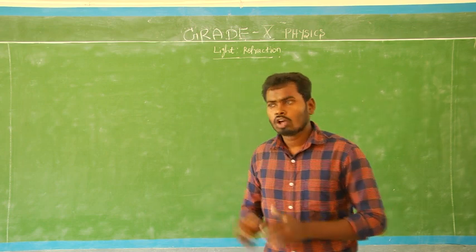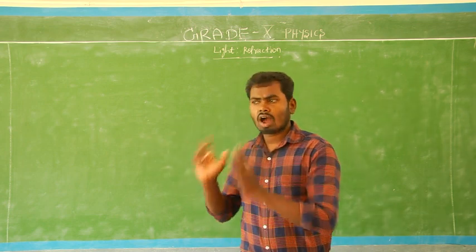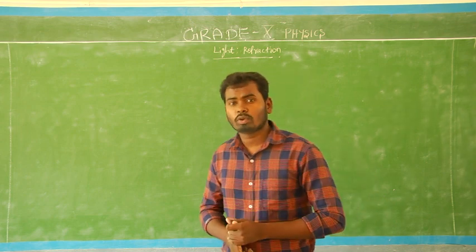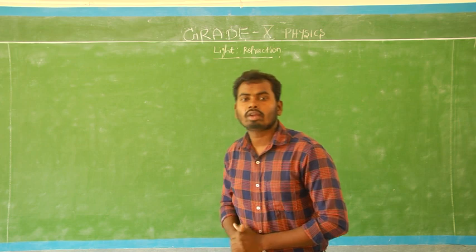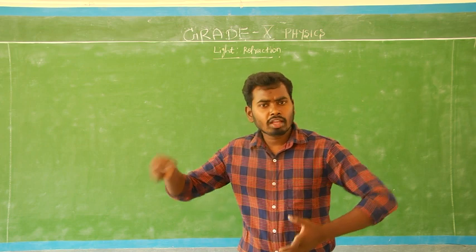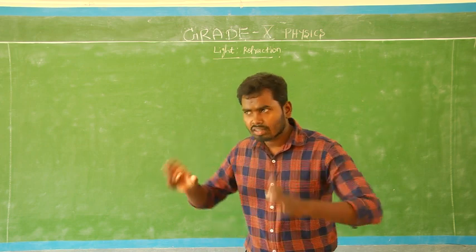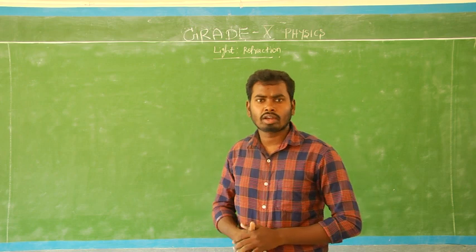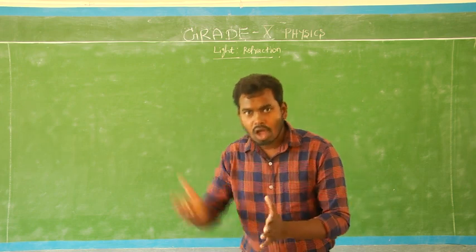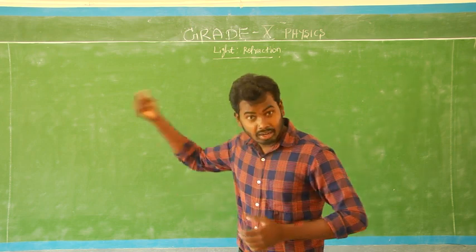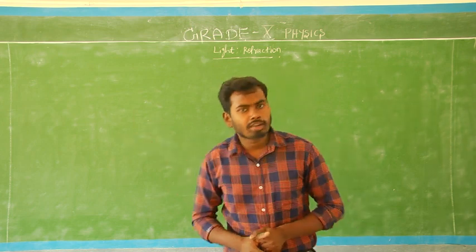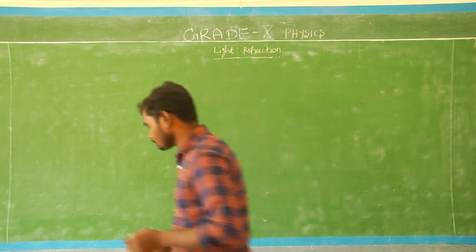In order to understand what absolute refractive index is, first you recall relative refractive index, because it will be very useful for you to understand the concept of absolute refractive index. So that is why I am going to recall the relative refractive index again. Is that understood?